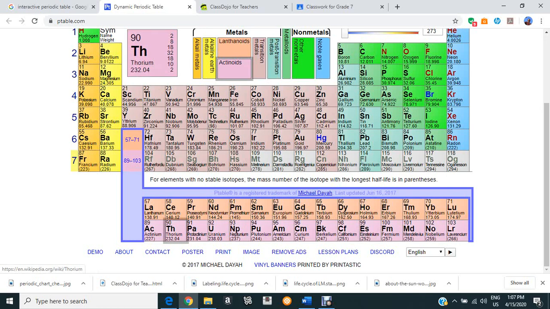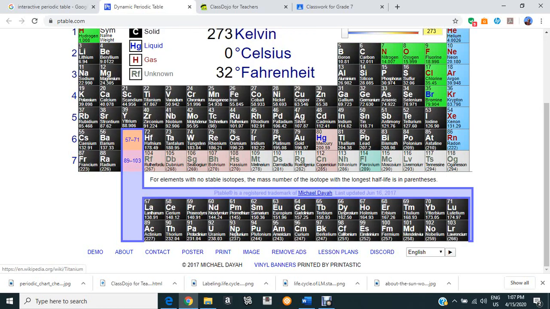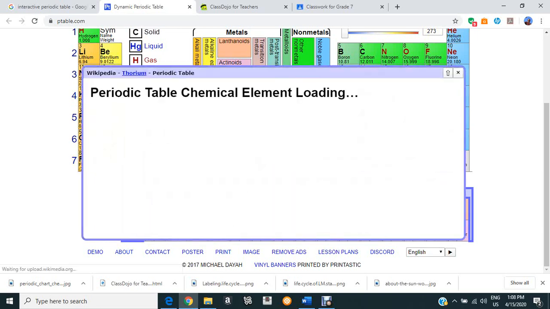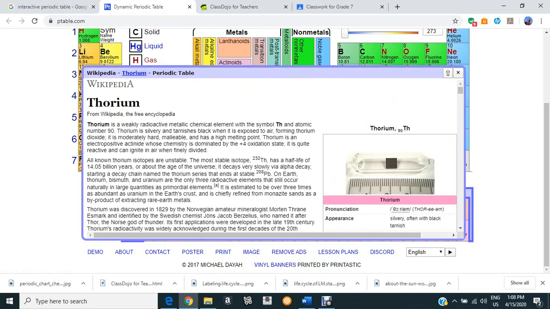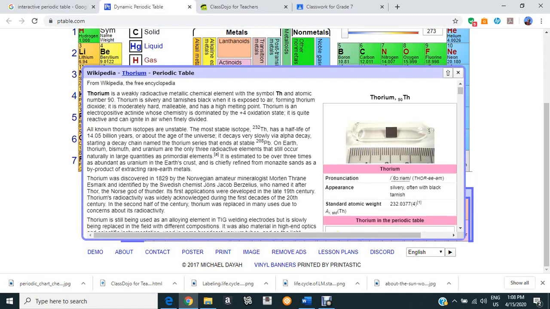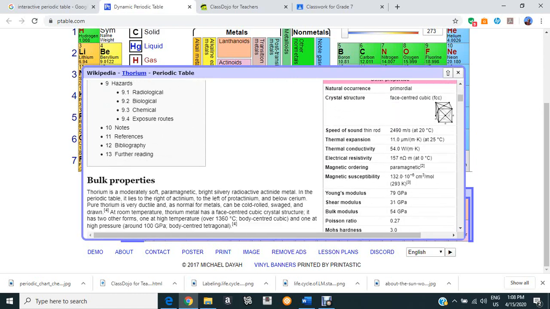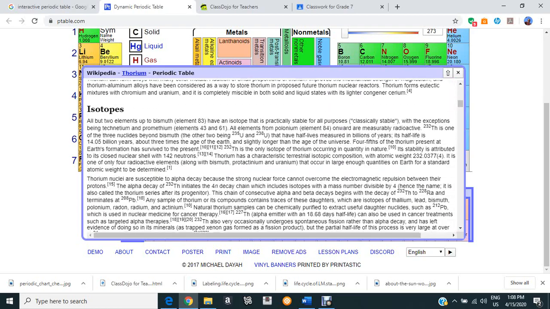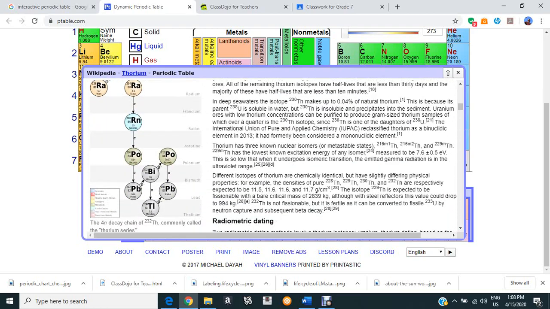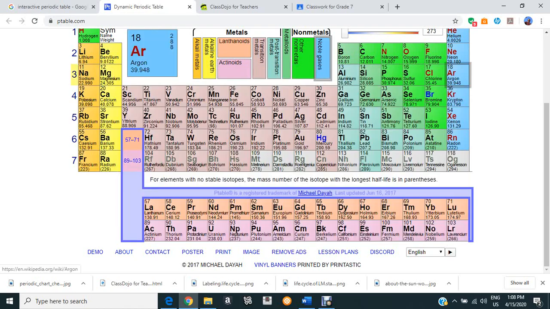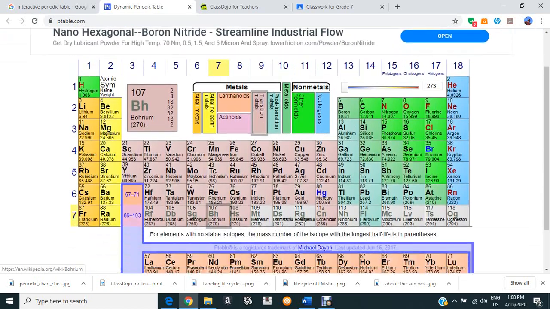Every time I hover the mouse over one of them, like for instance this one, what do you see on top? You see thorium. And now, what do I have? I have all the information I need to know about thorium by clicking on the box. Anyway, that's for you to experience later on.